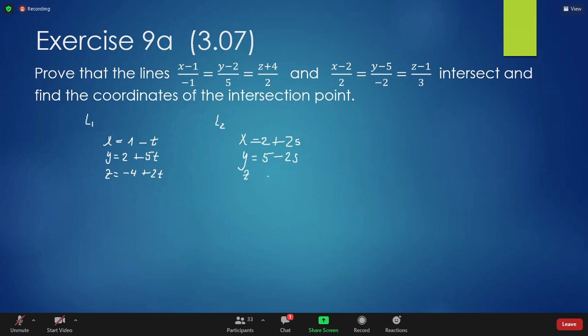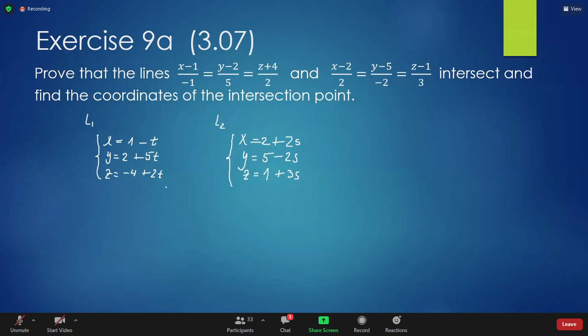Answer is 1 plus 3s. So now we have basically one set of parametric equations for line 1, another set for line 2, with a different name for the parameter, because they are mutually independent. And so now we need to find the point P. X values should be the same in both lines. Y values should be the same in both lines. And Z values should be the same in both lines.